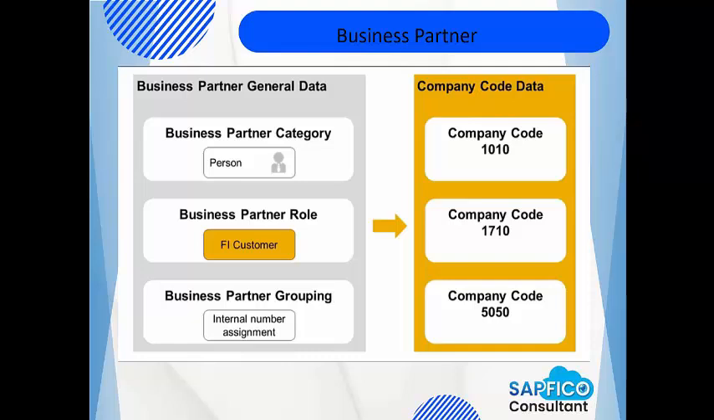So here we have a business partner general data, which has the person, business partner role, which is FI customer, and business partner grouping, which is internal number assignment, and we update that in the company codes. In the various company codes, we can extend this particular data from the general data section to the company code section. So we can create it, extend it.